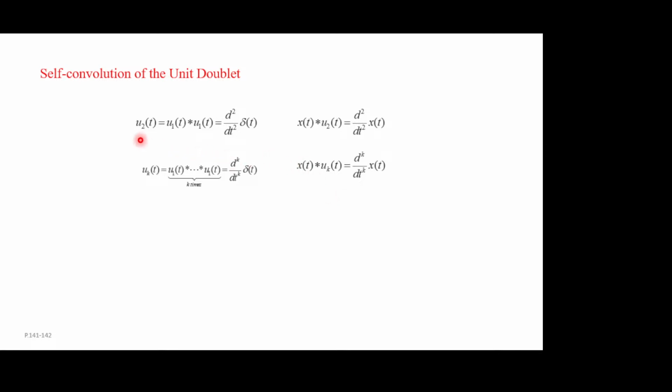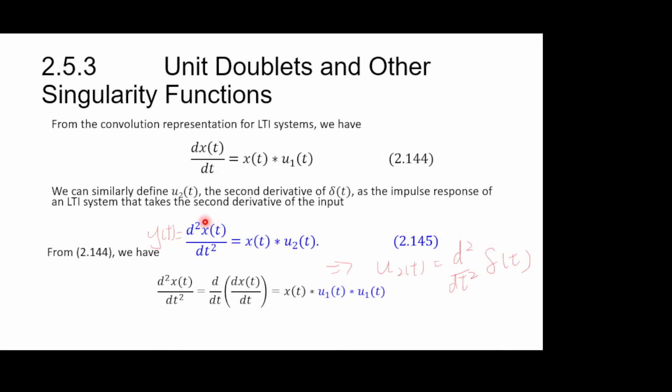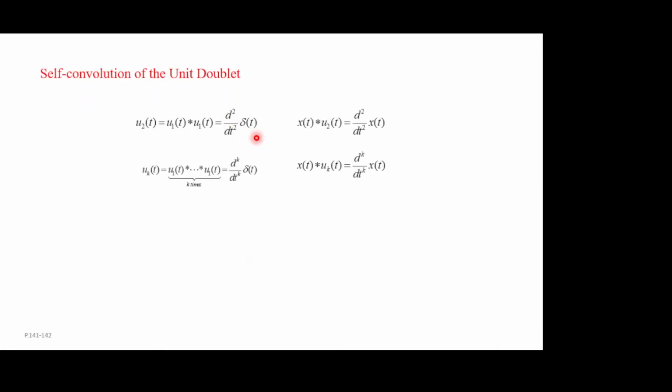So you can probably see that we have u1, u2, then we can have u3, u4, all the way to uk, and they will all follow a similar property. The uk of t corresponds to d to the k x dt to the k equals y of t, and it will equal the k-th derivative of delta of t, and it will also equal u1 of t convolved k times.